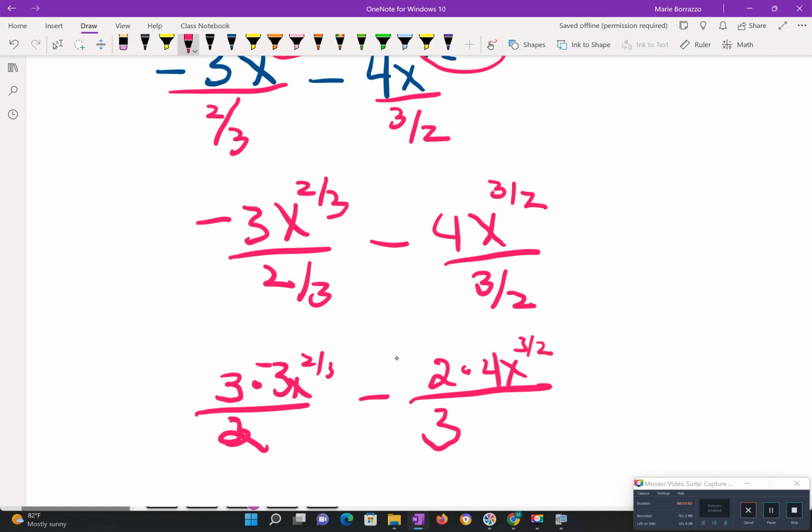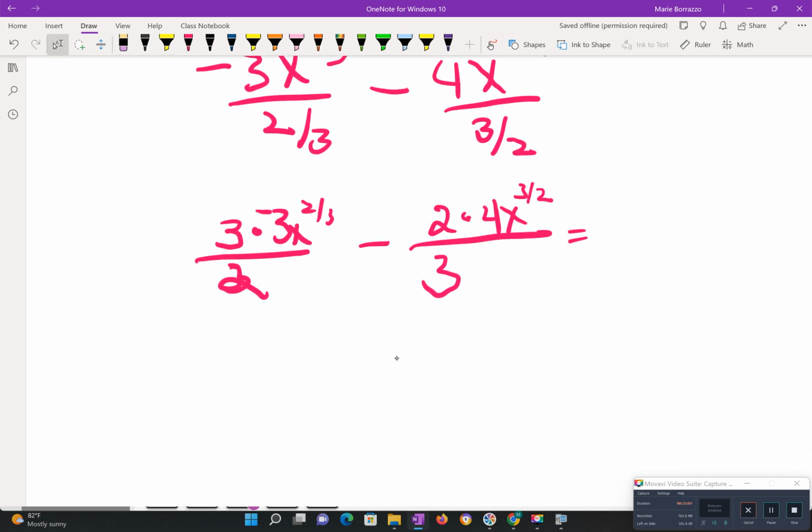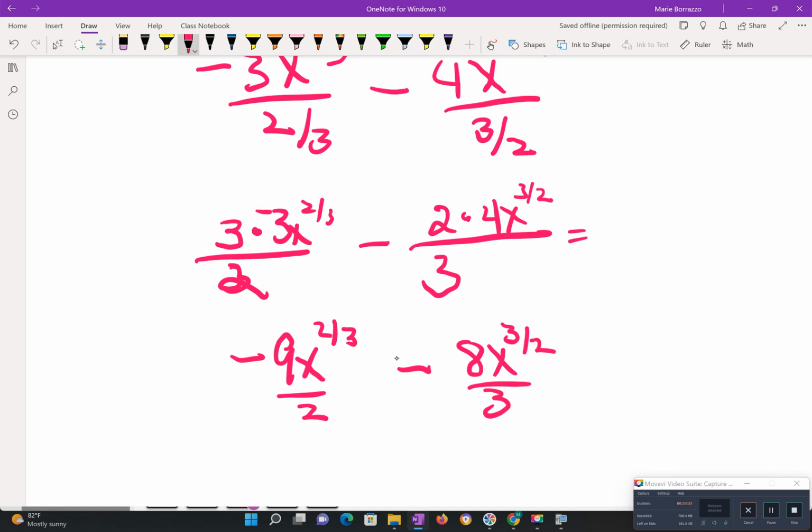And so this becomes, I should do it like this so you can follow vertically. This is negative 9x to the 2/3 over 2 minus 8x to the 3 over 2 over 3 plus c. And I believe that should be your answer. It's answer choice A. Okay.